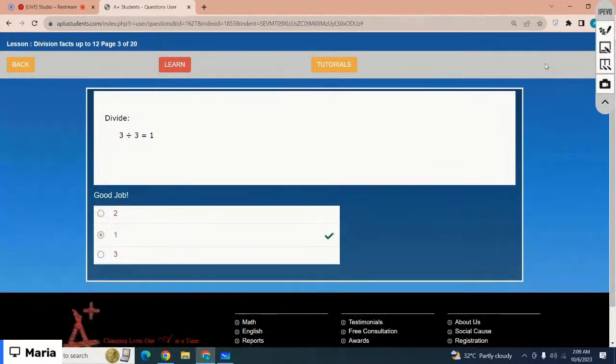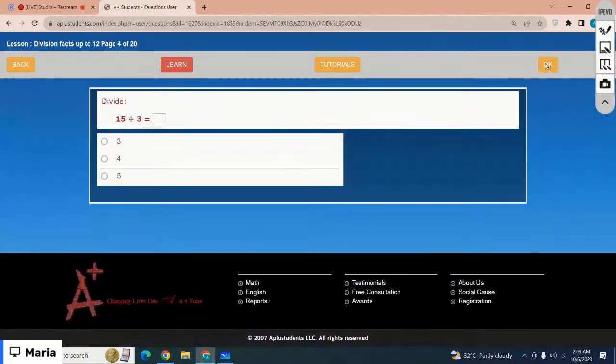The next one is 15 divided by 3. You need to count a table of 3 until 15. So 3 times what number is 15? 3 times 5 is 15. The correct option is 5.